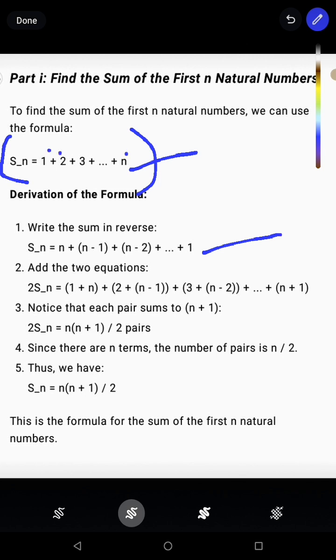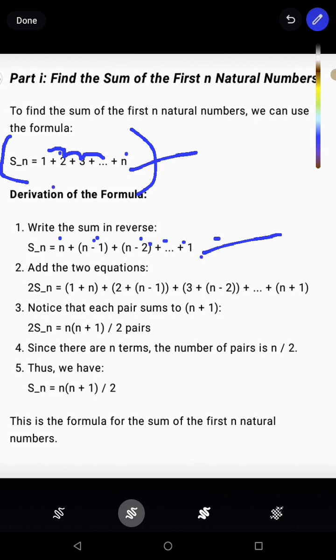In this series there is a common difference of 1. So in ascending order you will be adding 1, and in descending order you will be subtracting 1. The highest term is n, then you subtract 1 again and get n minus 1, subtract 1 again and get n minus 2, then n minus 3, then n minus 4, down to the least term, that is 1.